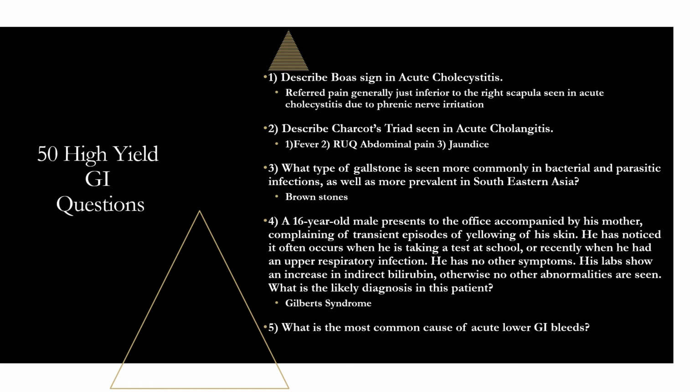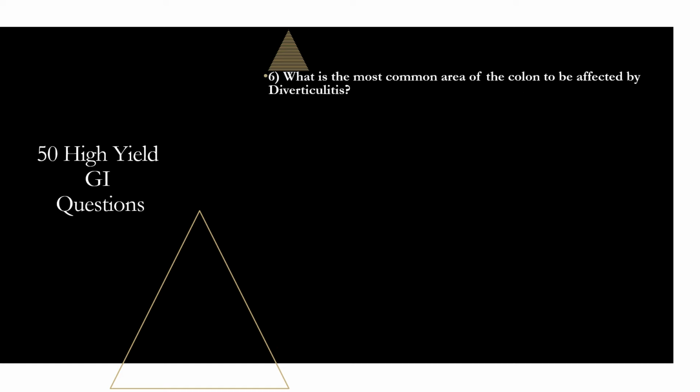Question 5, what is the most common cause of acute lower GI bleeds? Most common cause of acute lower GI bleeds, that's going to be diverticulosis. Definitely remember that one. Question 6, what is the most common area of the colon to be affected by diverticulitis?